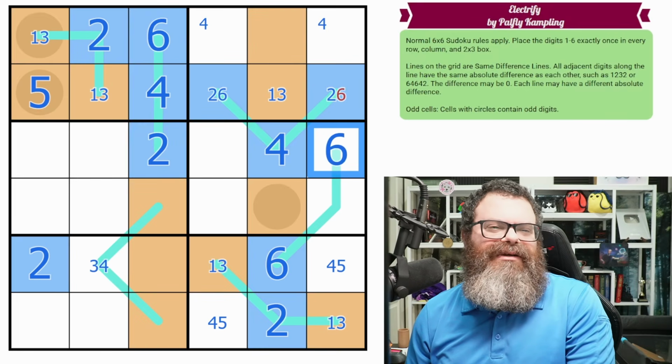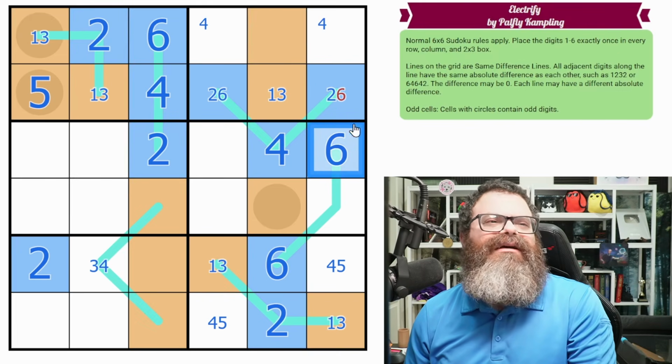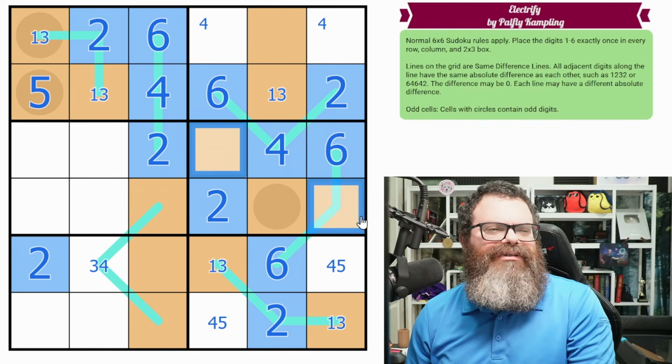No, this is 6. Sorry, I got confused about what I was doing. It's 6 because it's the same as that guy. And then this can be anything. It doesn't really care. All right, so that's 2 and that's 6. The 2 is looking at this box, placing this 2. So that's blue. The rest of this box is orange. All right, so a 1, 3, or 5 here all makes sense.